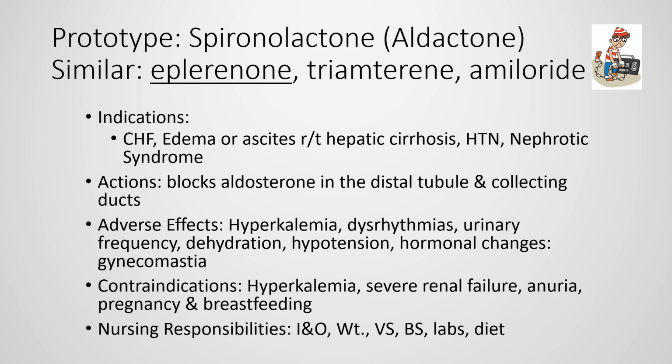So how does spironolactone and eplerenone work? Well, blocking aldosterone in the distal tubules and collecting ducts. Okay, so what's the side effect? Well, you can have some bad side effects to spironolactone or eplerenone. Hyperkalemia, right? Because it's blocking potassium from being secreted.